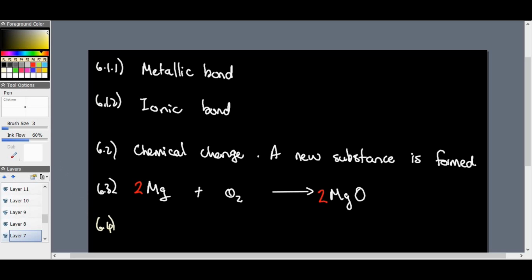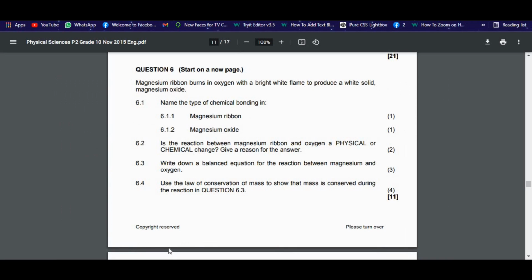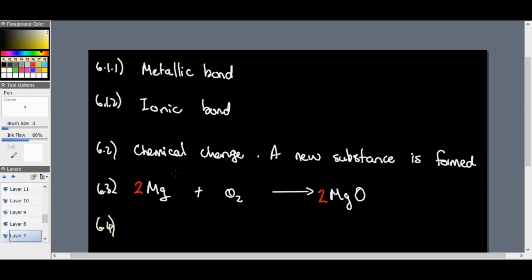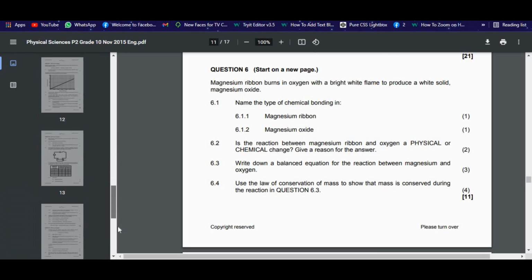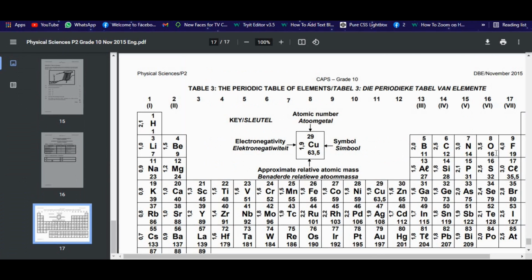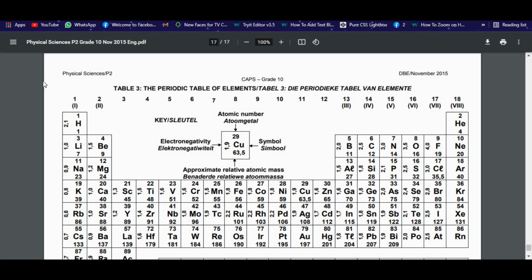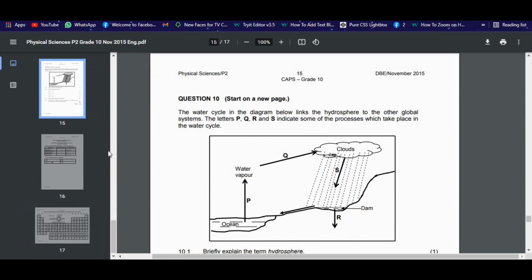So 6.4 is our final question here. It says, use the law of conservation of mass to show that mass is conserved during the reaction in question 6.3. Well, conserved means that the mass of our reactants must equal the mass of our products. So we find our periodic table. Let's find the relative atomic mass of magnesium and oxygen. Oxygen should be 16, and magnesium is 24.